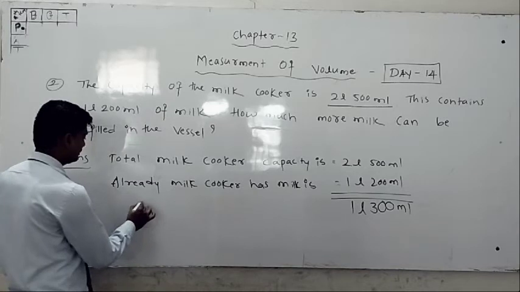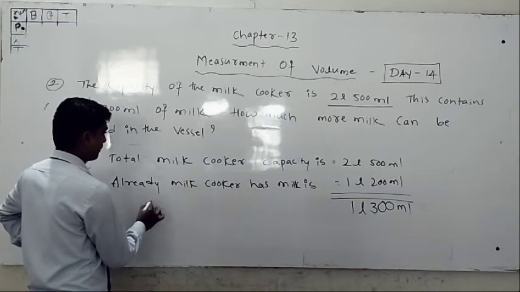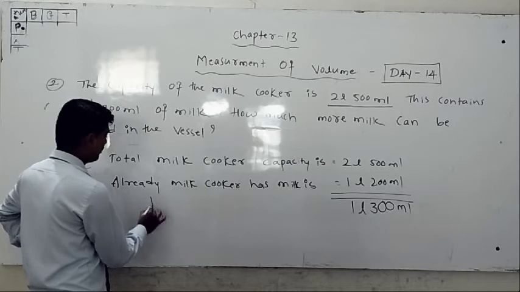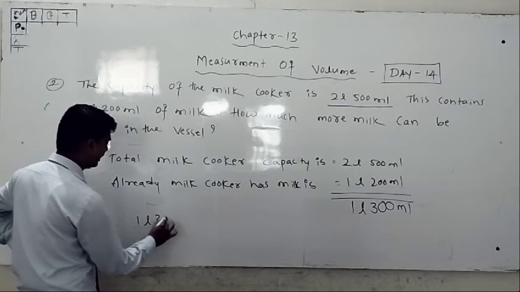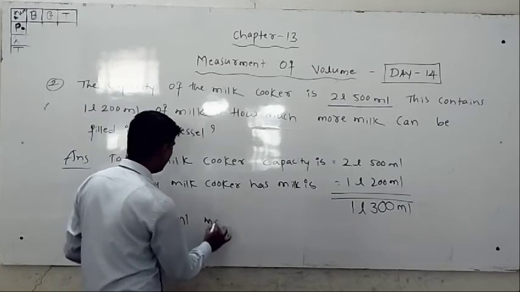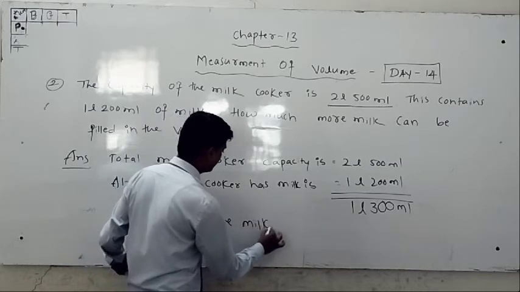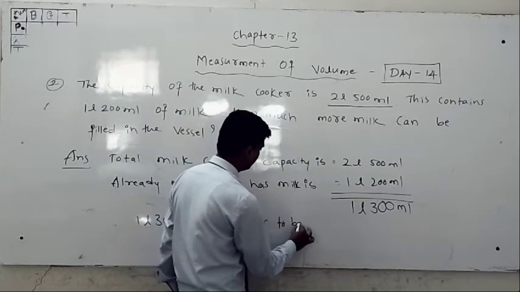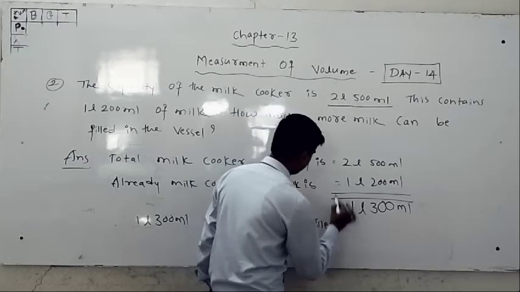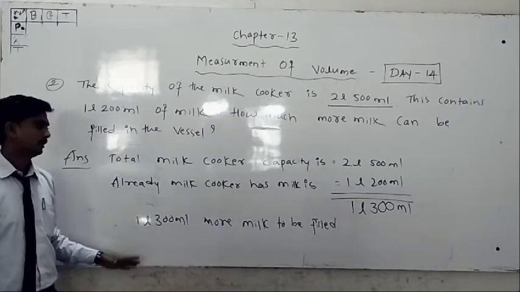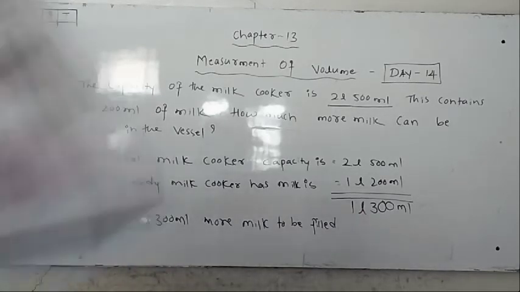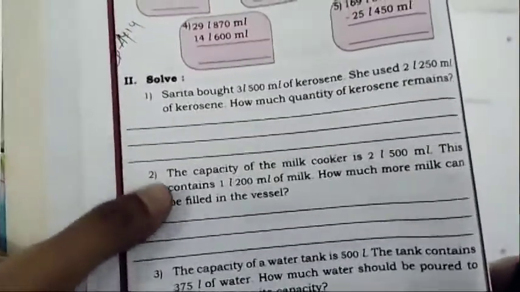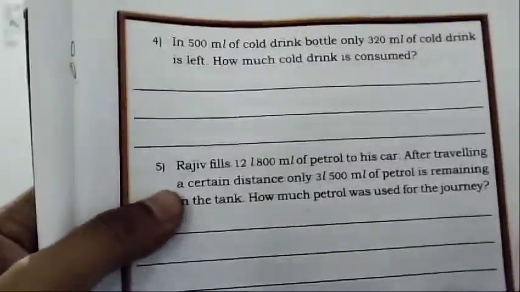Then how much? Therefore, 1 liter 300 ml more milk to be filled. This is the answer. Okay. Write down this one clearly in your second question. Look at here. All of you write here correctly. Okay. Then remaining 1 and here 1 is there.